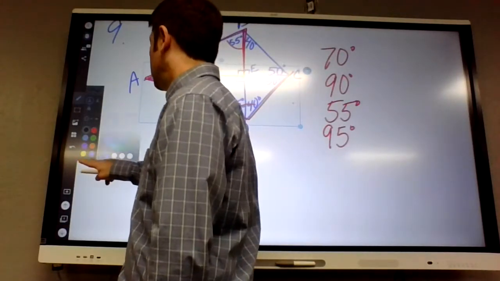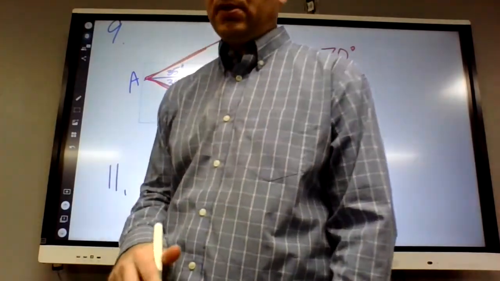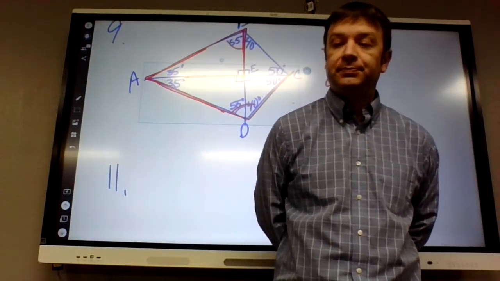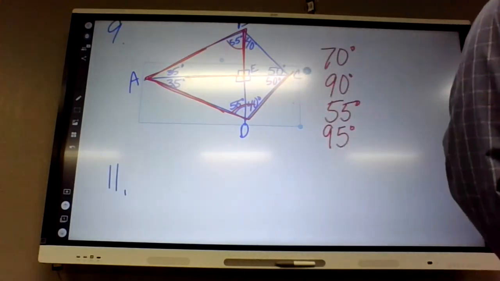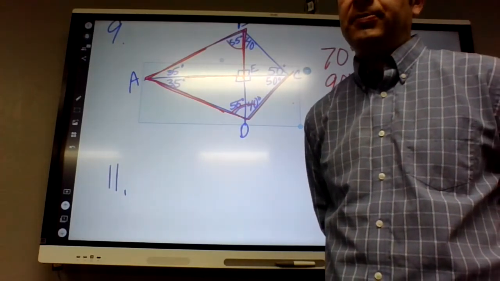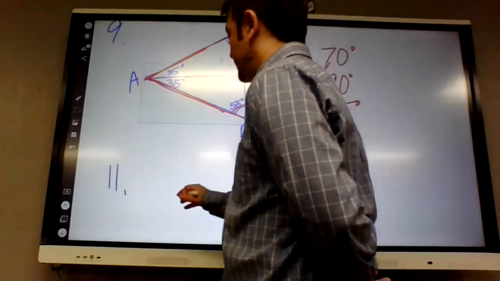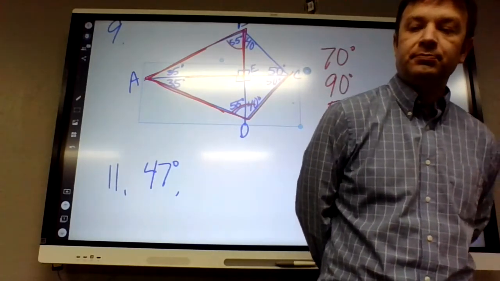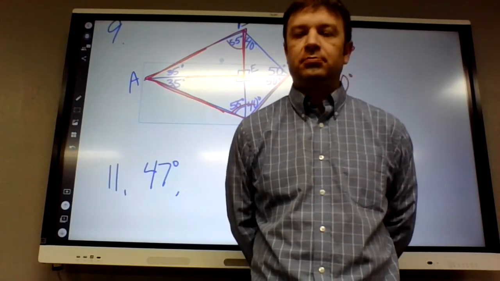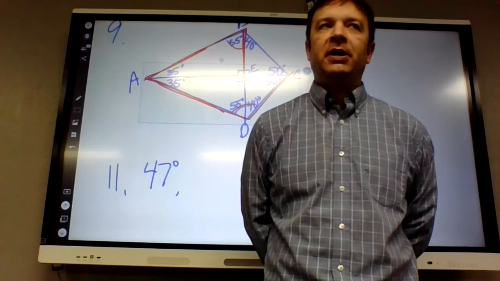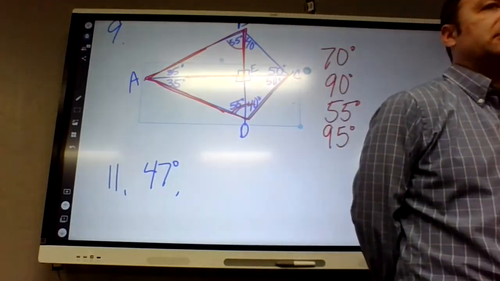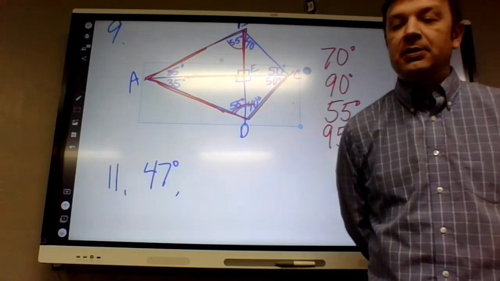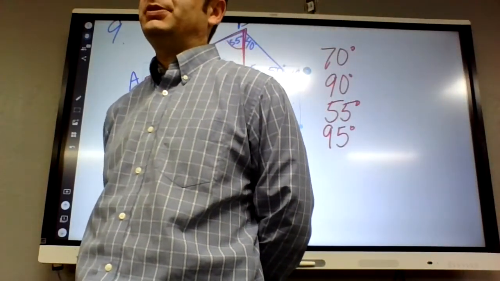Okay, number 11 says angle A. What would angle A have to be? 47, yeah. Kites are symmetrical. The right and left are the same in this case. Number 9, it was the top and bottom that are the same. But angle A is the same as angle C, so it's 47 degrees. And then how could we find angle D? We have the three other angles in the kite, so how do we find the fourth angle? What do the four angles have to add up to? 360. So you do 360 minus 124 minus 47 minus 47.